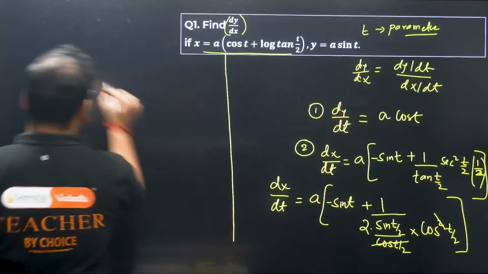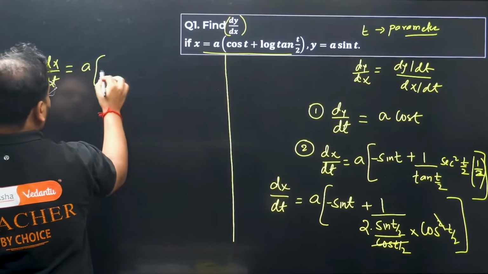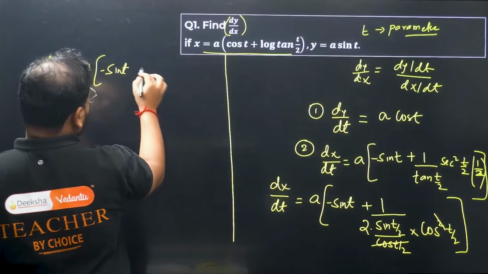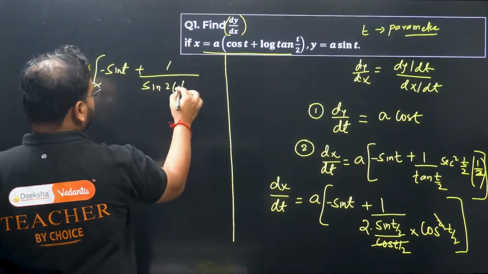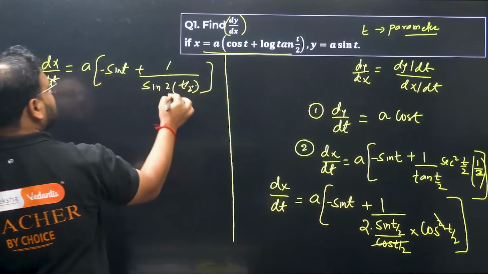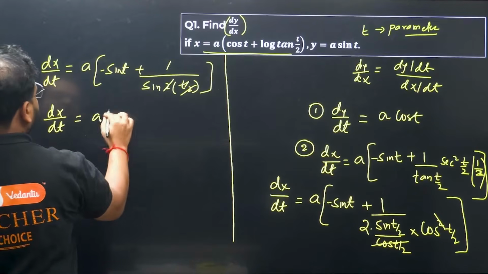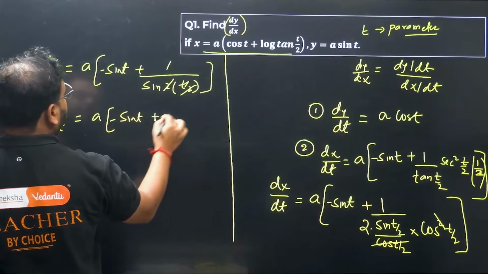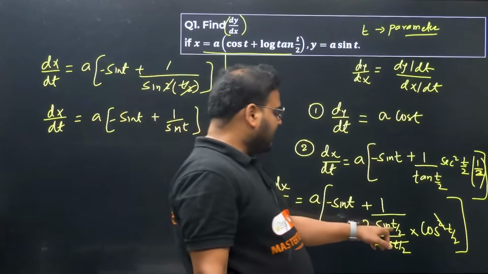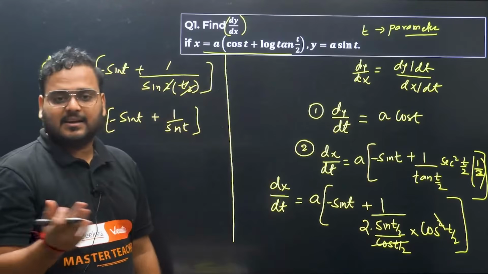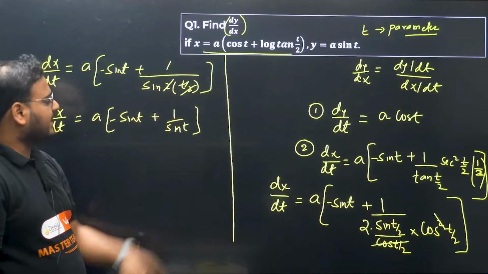Let me continue. So dx by dt, we have a times of minus sin t, and this will be plus 1 upon 2 sin cos. So simply sin 2 times of t by 2, right? And this 2 and 2 is cancelled. What I get is dx by dt equals a times of minus sin t plus 1 upon 2 sin t by 2 cos t by 2. Formula is there, right? Sin 2 times t by 2. Okay, half and 2 is cancelled. We get sin t over here.